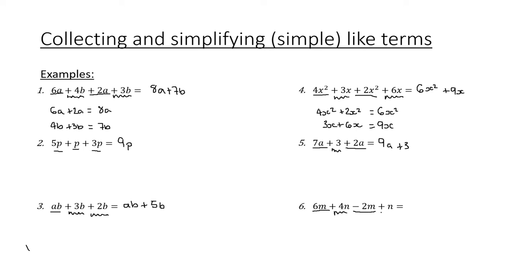So I've underlined our like terms as we went along. If we break this down, we've got 6m take away 2m, remembering that that negative sign is attached to that 2, and then we've got 4n plus n. So 6m take away 2m is 4m, and then 4n plus n gives us an answer of 5n. They are both positive, so to simplify it, we end up with 4m plus 5n.